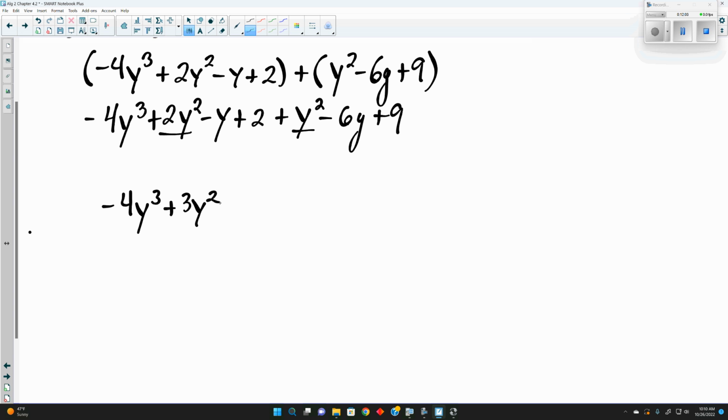Okay, our next one is y to the first. Well, we have one here, yes? Do we have another? We have these two here, yes? Negative y minus 6y is negative 7y. Then our next one is our 2 and 9, which are like terms, yes? And 2 plus 9 is plus 11.